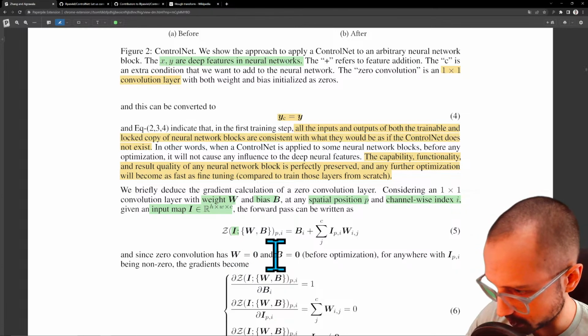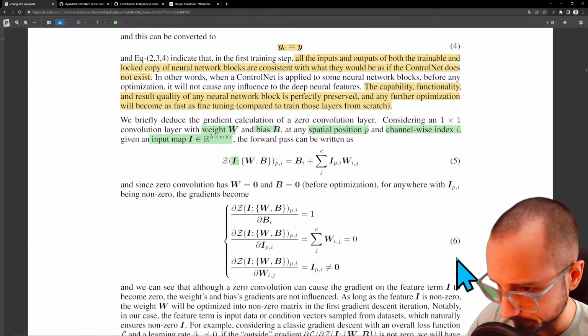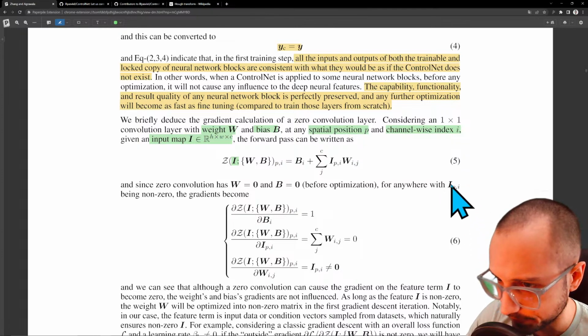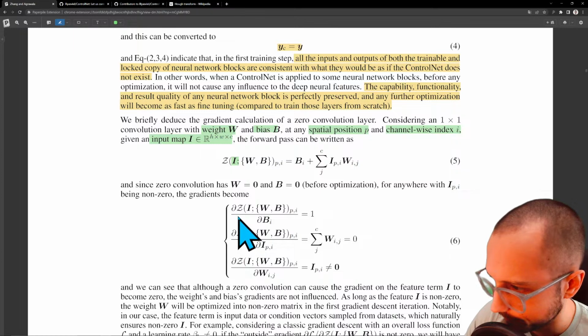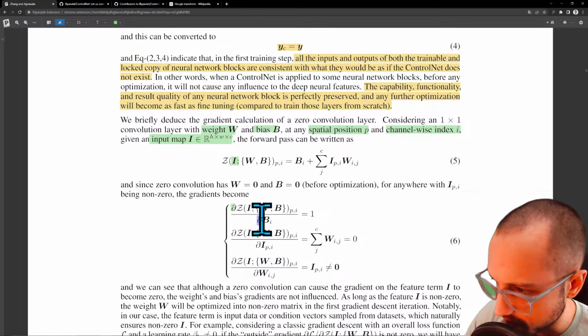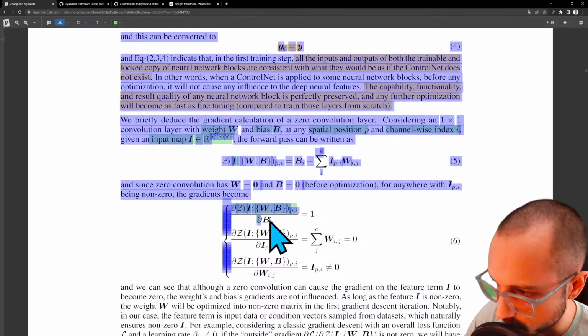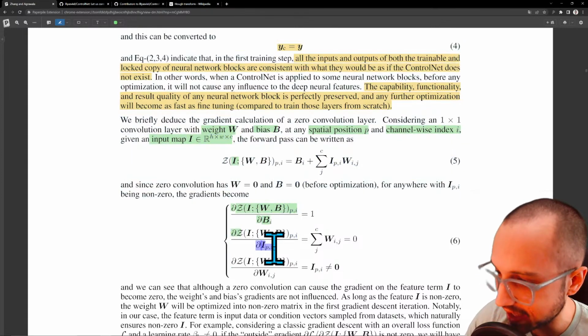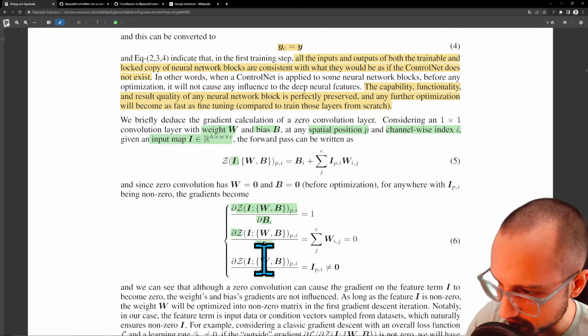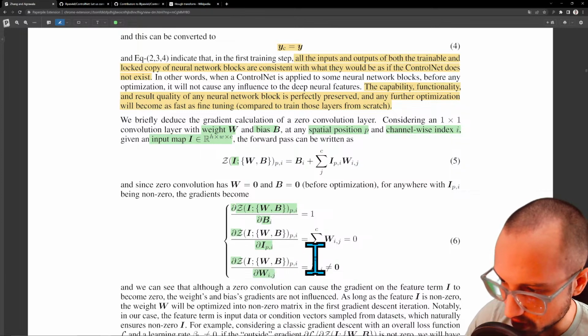Since zero convolution has W equals 0 and B equals 0, for anywhere with I, Pi being non-zero, any point in the input feature map that is not 0, the gradients become, so this D here means derivative. So the derivative of this model with respect to the biases, the derivative of this conv0 block or layer with respect to the input, and then the derivative of Z, that layer, with respect to the weights.